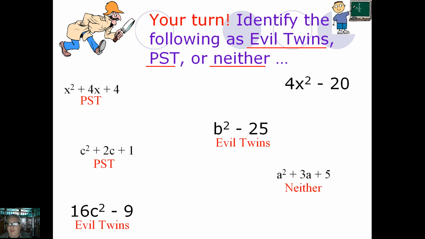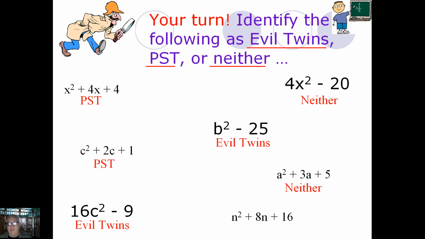4x squared minus 20. Looks like a binomial. I see subtraction. I see a perfect square in 4. I see a perfect square in x squared. Is 20 a perfect square? Don't say 10 times 10. Is 20 a perfect square? The answer is no, so it's neither. Okay? 20 is not a perfect square.